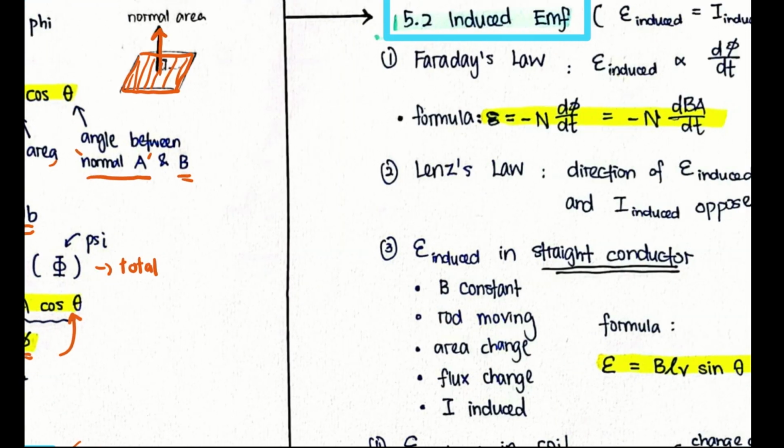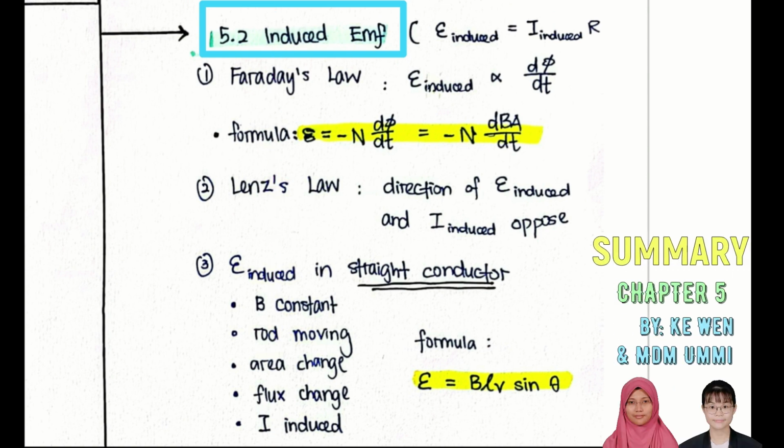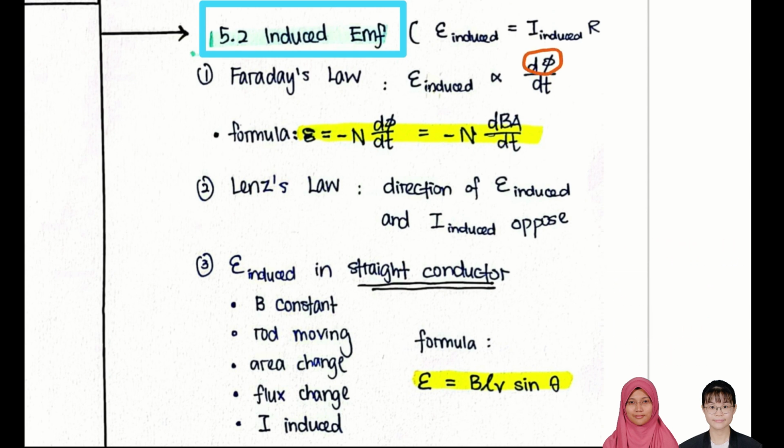The next subtopic is the induced EMF. This induced EMF is proven by Faraday's law experiment. We have a relationship between the change in magnetic flux with respect to time, or the rate of change of magnetic flux. When we have the rate of change of magnetic flux, the EMF will be induced. So it is directly proportional.